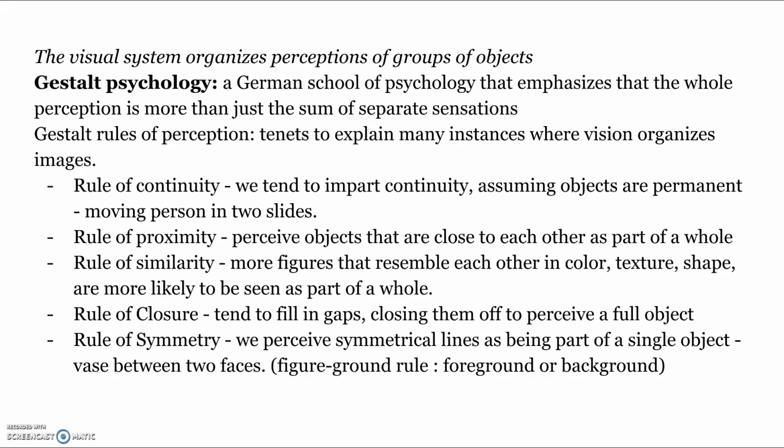The visual system organizes perceptions of groups of objects. Gestalt psychology is a German school of psychology that emphasizes that the whole perception is more than just the sum of separate sensations. There were rules of perception: the rule of continuity, rule of proximity, rule of similarity, rule of closure, and rule of symmetry. And this is why our mind tends to be proactive in seeing things that might not actually be there.